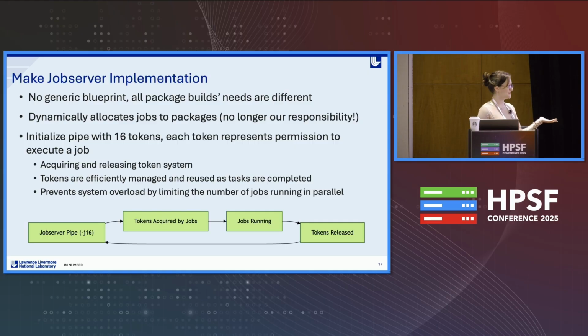And you can see this diagram at the bottom of the pipe, tokens acquired, those jobs run, it's released back into the pipe, it goes back, and we just keep rerunning this cycle.